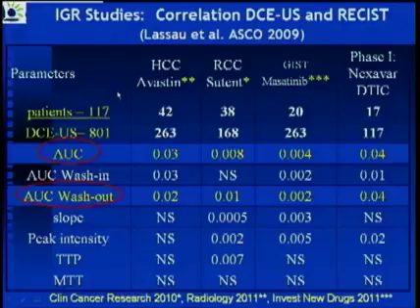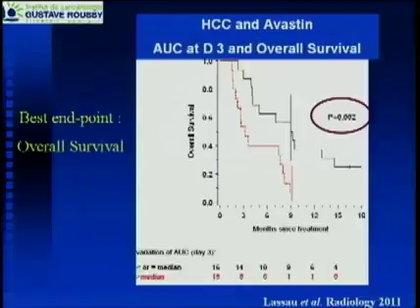So concerning the comparison, we compared the 4 studies, including more than 100 patients and more than 800 examinations. And we understand that only 2 parameters, remember, area under the curve, the total curve, and area under the washout, are the parameters correlated to the blood volume. This is the percentage of vessels in the tumor. And these 2 parameters are always correlated to the response, so probably they are the most robust parameters.